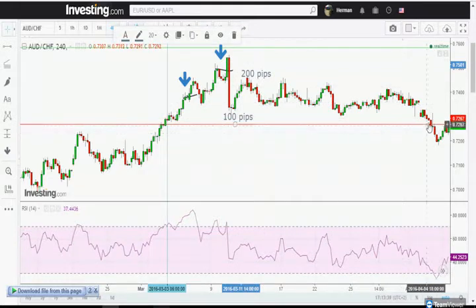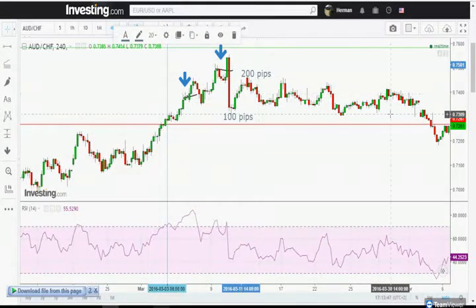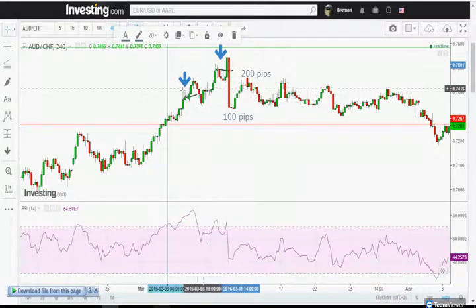So this was our first trade last year, March. But then what if we did not reach our take profit? This trade did not reach our take profit. As I said, this is not a holy grail.